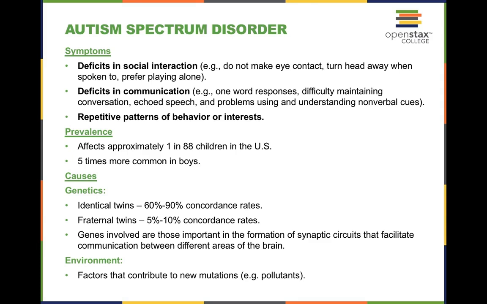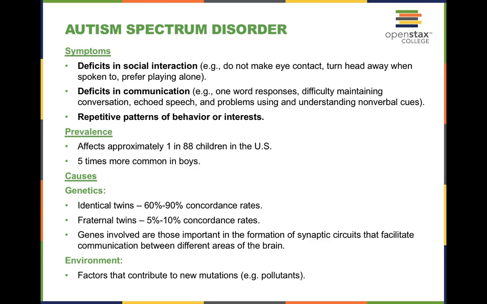Now, the prevalence of ASD, autism spectrum disorder, affects about 1 in 88 children in the US and is 5 times more common in boys. Now, the genetic components related to twin studies are pretty surprising to me. When it comes to identical twins, I know this is a broad range, but 60 to 90% concordance rate. With fraternal twins, it's about 5 to 10%.